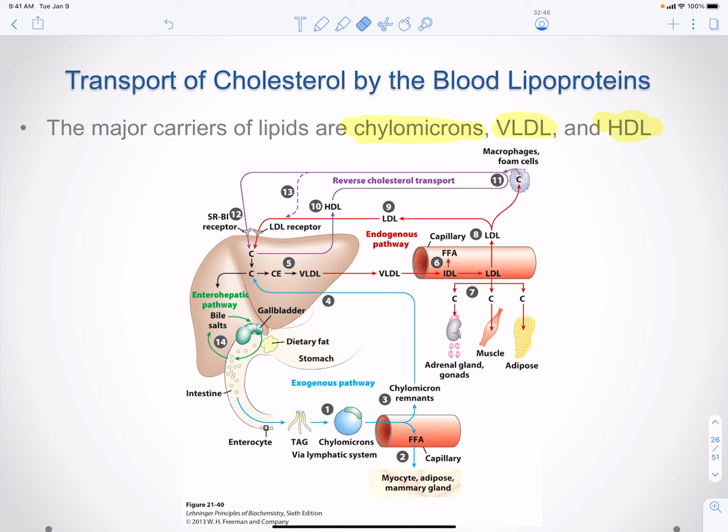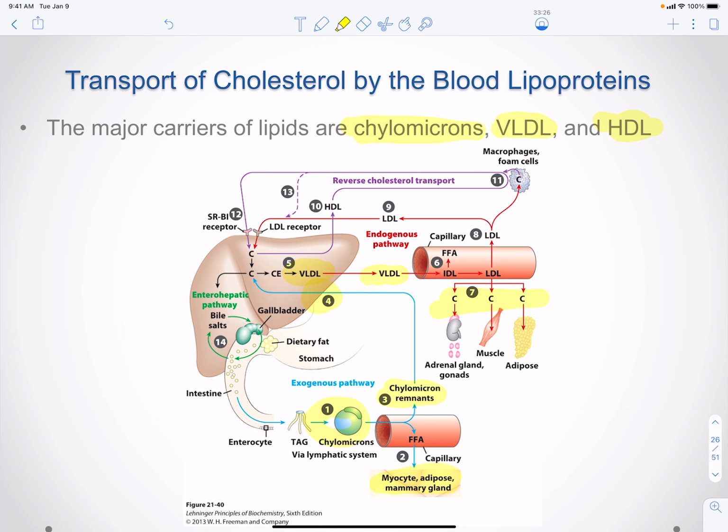And so in your gut, you are going to form your chylomicrons, and the chylomicrons are going to enter circulation and release free fatty acids, and this can go to adipose tissue, etc. You're then going to have a chylomicron remnant, which will be taken up by your liver, and those pieces will be degraded. You're in a fed state, so your liver, in addition, is going to make very low density lipoprotein particles that get released, and the very low density lipoprotein particles will drop off their fats at different tissues.